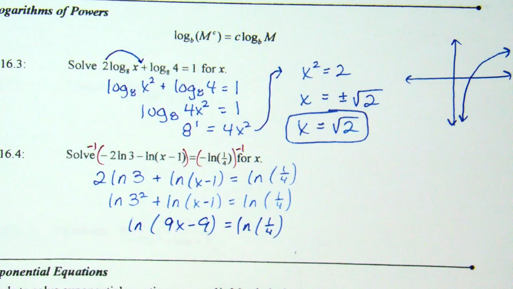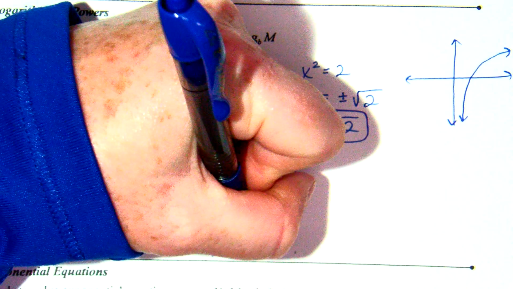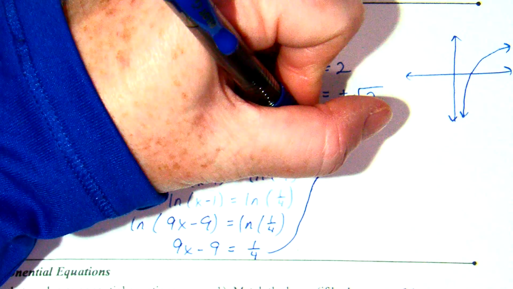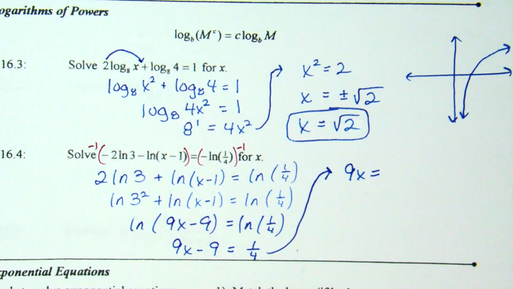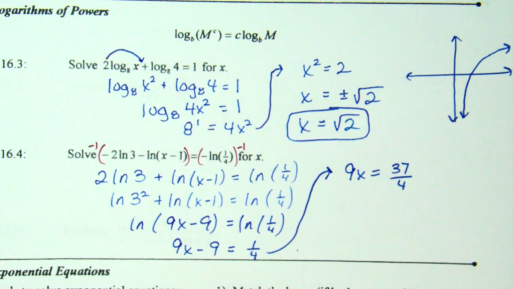And drop the natural logs. It's both natural logs. So drop the natural logs and you just have the insides. 9x minus 9 equals 1/4. Add 9. Add 9. So 1/4 plus 9. 37/4. Yeah, my brain first goes to 9 1/4, but then it quickly converts to 37/4. If it's 9x, what's the easiest way to solve for x?